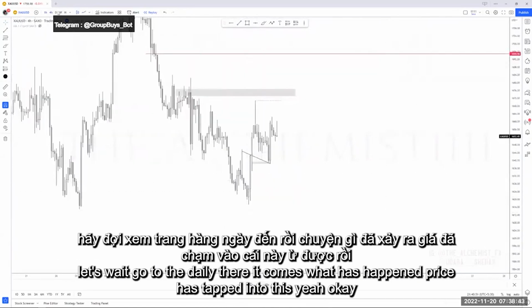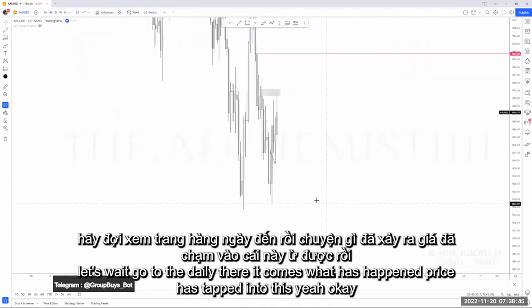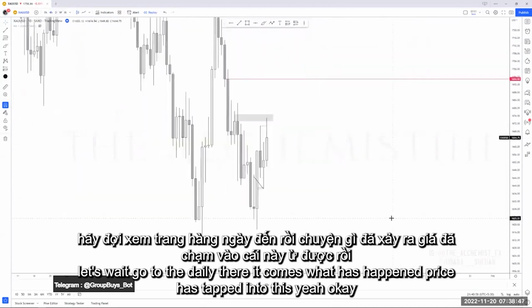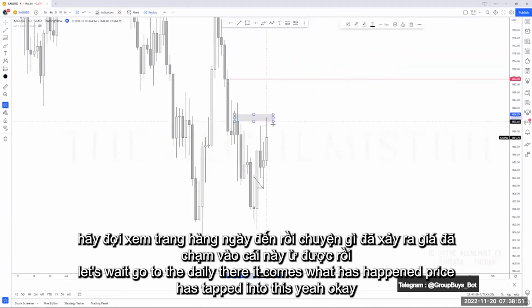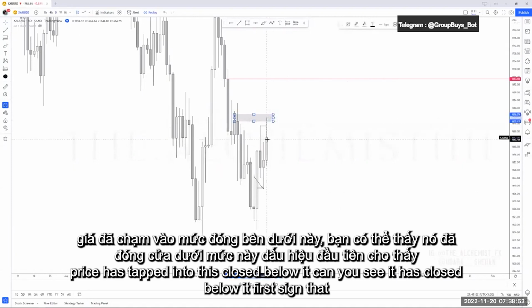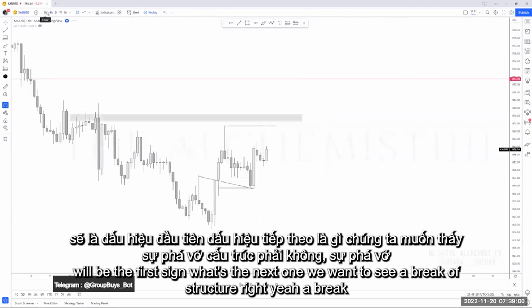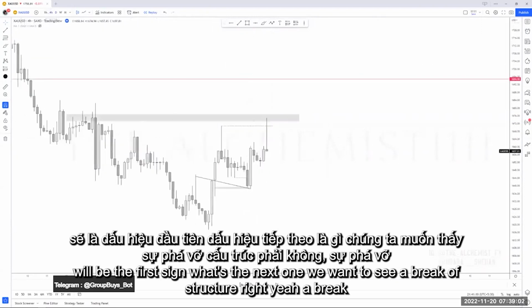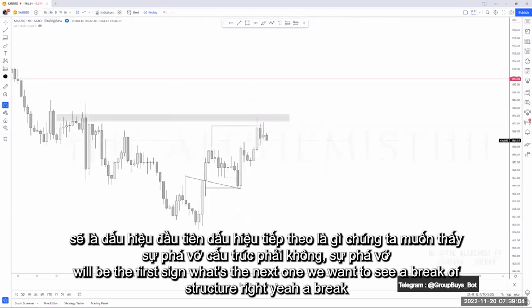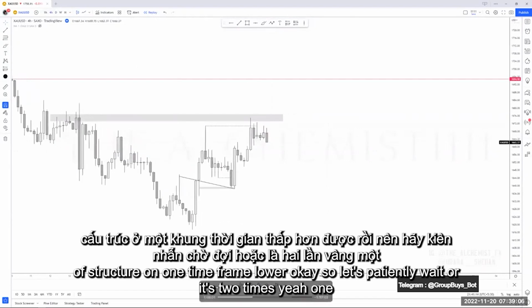So what happens? Now let's wait. Go to the daily. There it comes. Price has tapped into this, closed below it. Can you see it? It has closed below it. That will be the first sign. What's the next one? We want to see a breakout structure on one time frame lower.